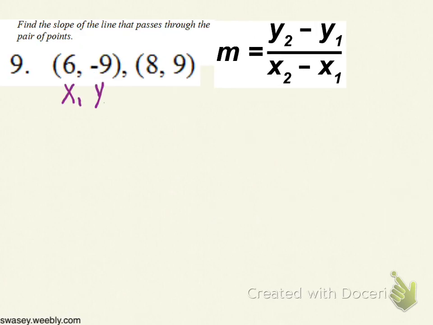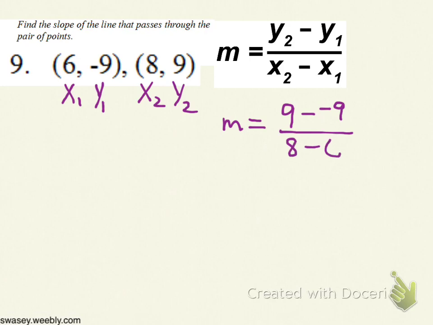Same directions, finding the slope. Plug them into the slope formula. On the top, you get 9 minus negative 9, which is 9 plus 9, which is 18. On the bottom, you get 2. Divide that, you get 9.